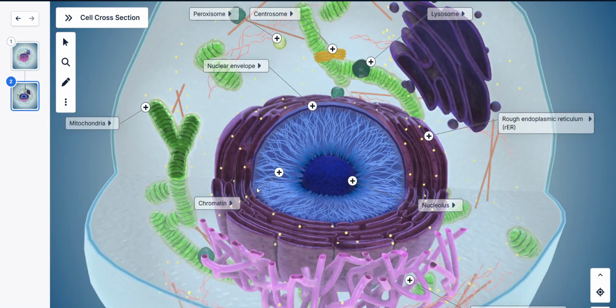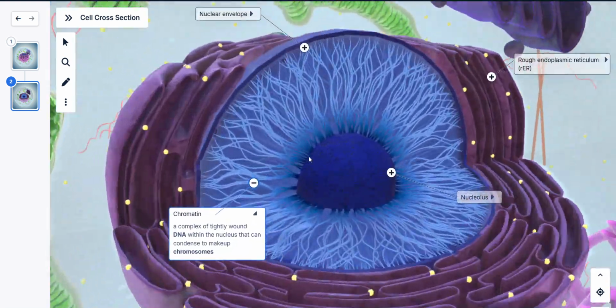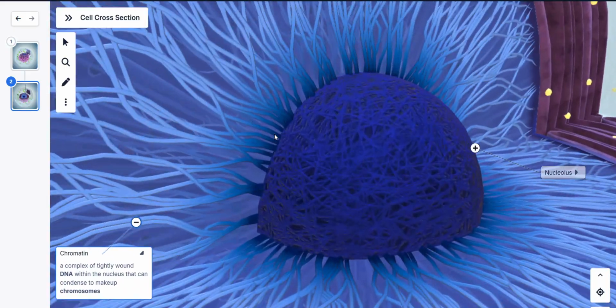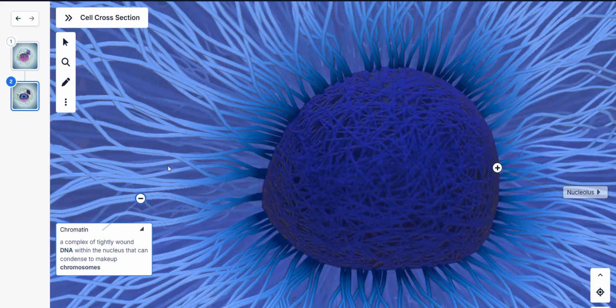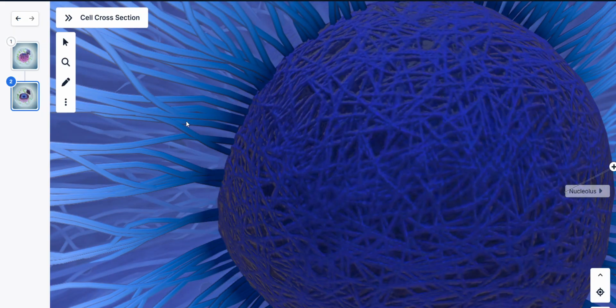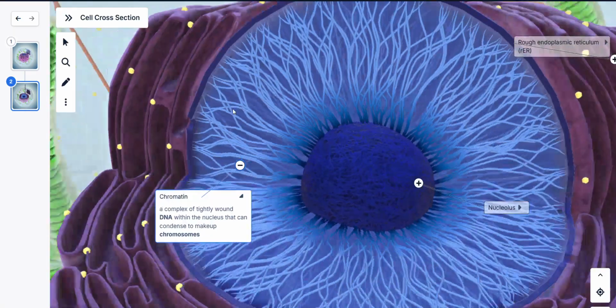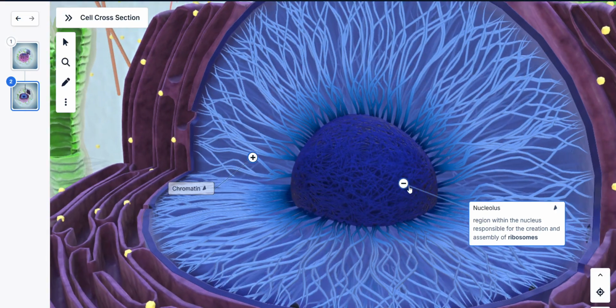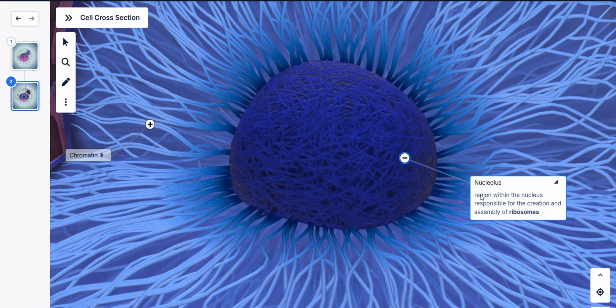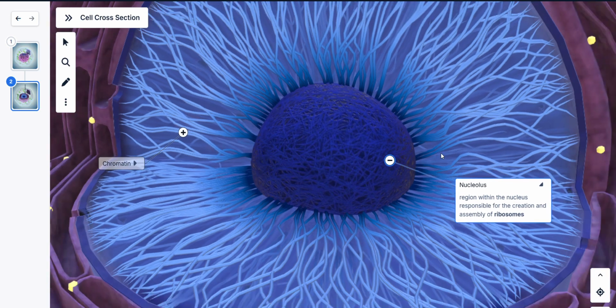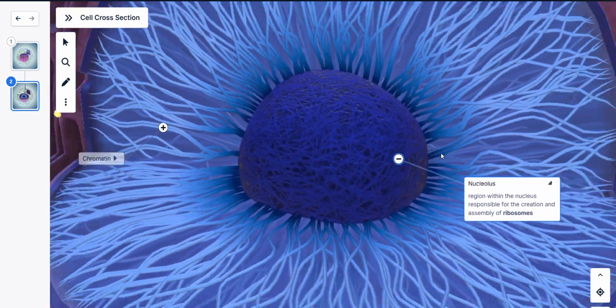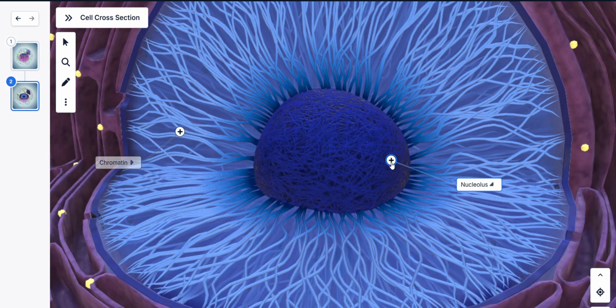Chromosomes. So here we can zoom and see this is DNA material. All of this is the structure that's called the chromatin, and we have the nucleolus. So the nucleolus is a region within the nucleus responsible for the synthesis and assembly of the ribosome. The nucleolus does the assembly work for the ribosome.